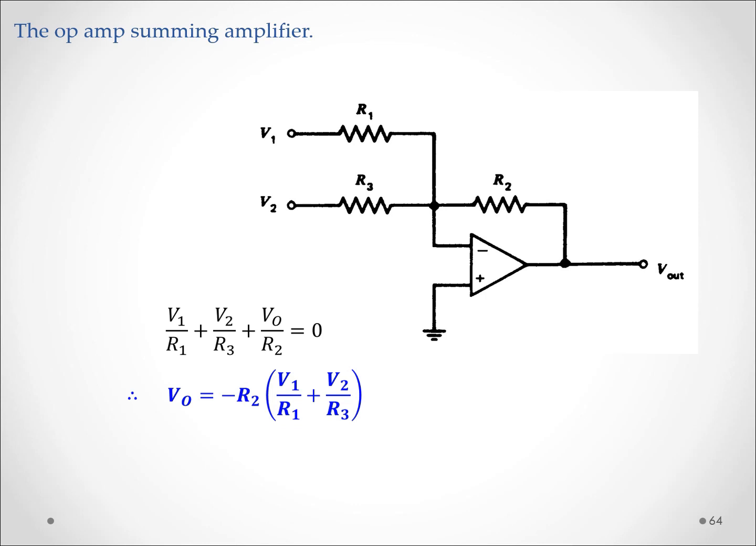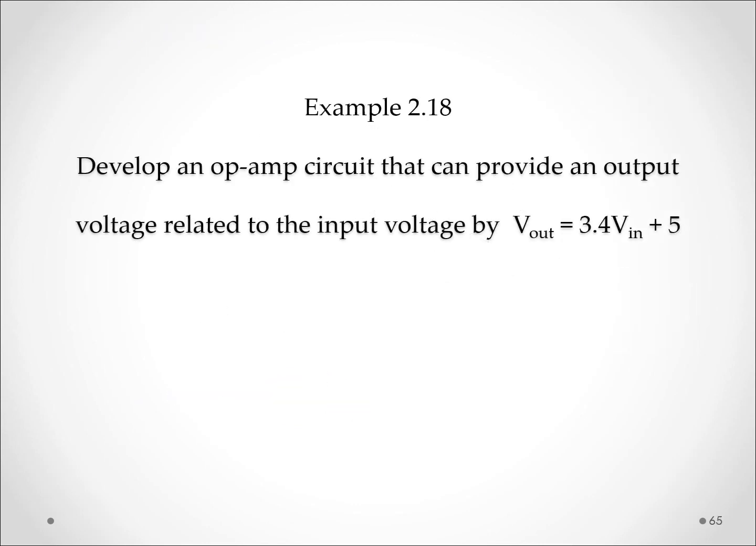Look at this example. Develop an op-amp circuit that can provide an output voltage related to the input voltage by this equation, where V out is equal to 3.4 V in plus 5. So what are the strategies that we will use to solve this equation? There are many ways to do this.